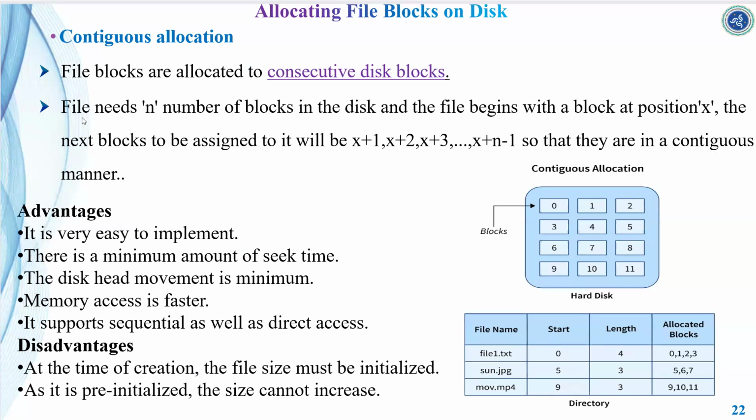So if we have n number of blocks in a disk and a file begins with the block at position x, the next blocks will be assigned to x plus 1, x plus 2, and so on. The advantages of using this contiguous allocation are that it is easy to implement and has minimum seek time. Seek time means the time taken to access a block. The disk movement is minimum, memory access is faster, and it supports sequential as well as direct access.